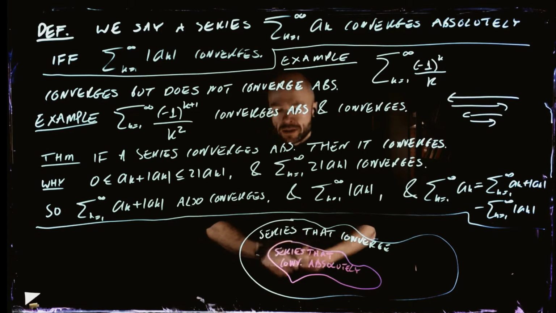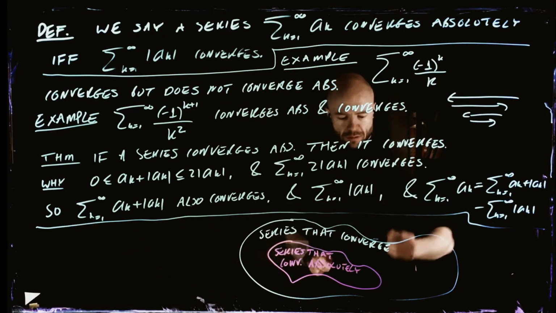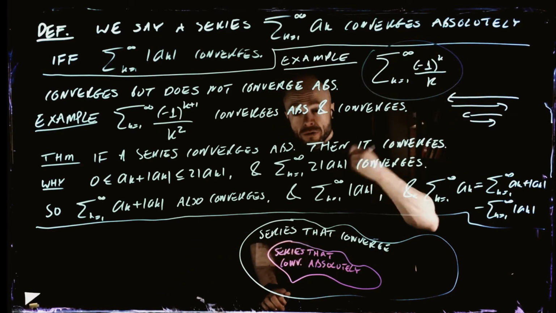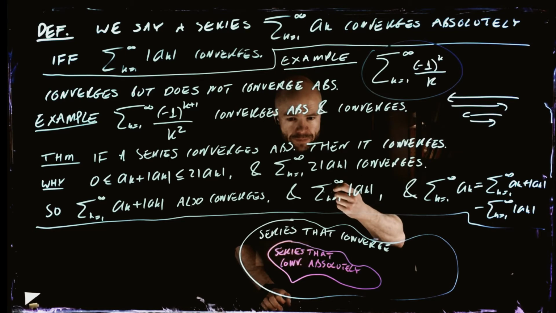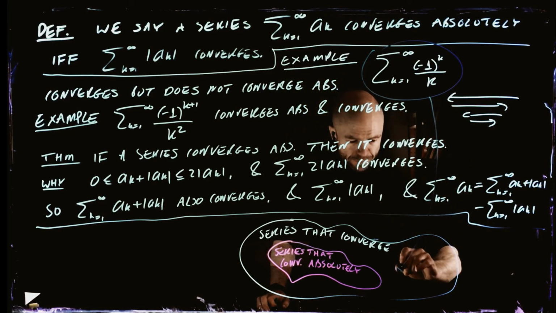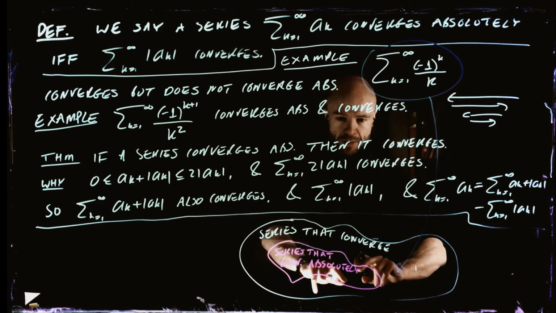Because we've seen that there exist examples of series that converge, but do not converge absolutely. So this guy right here converges, but doesn't converge absolutely. Yeah? So in this picture, this guy lives, say, here. It converges, but it's not inside this smaller subset which converge absolutely.